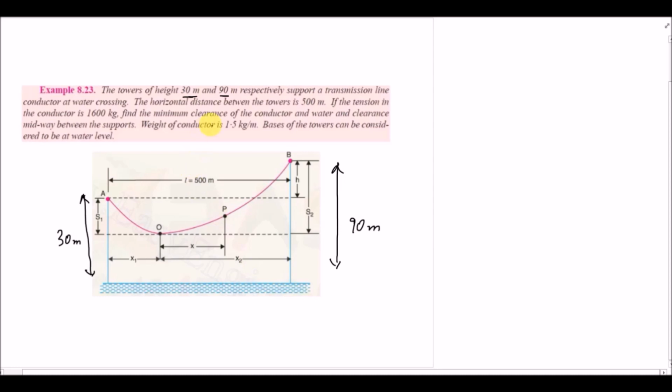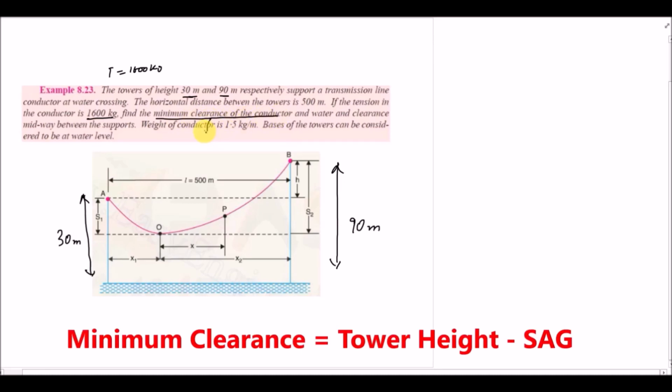Now the horizontal distance between the two towers is 500 meters, so the span is 500 meters. If the tension in the conductor is 1600 kilograms, so the tension is given, it is 1600 kilogram. Find the minimum clearance of the conductor. Minimum clearance of the conductor is the sag and water and the clearance midway between the supports, right?